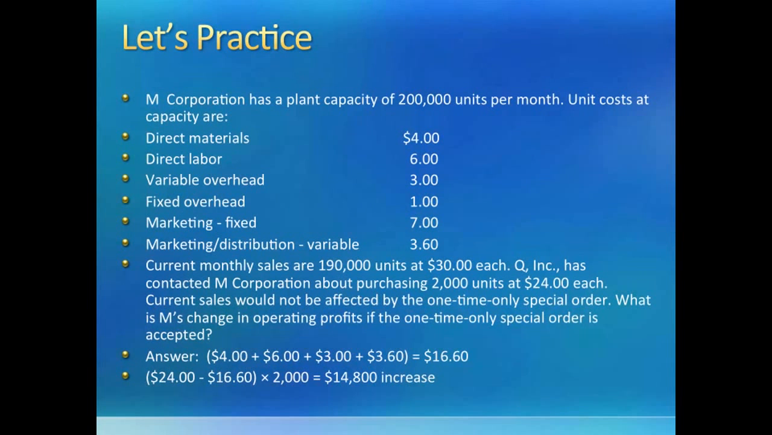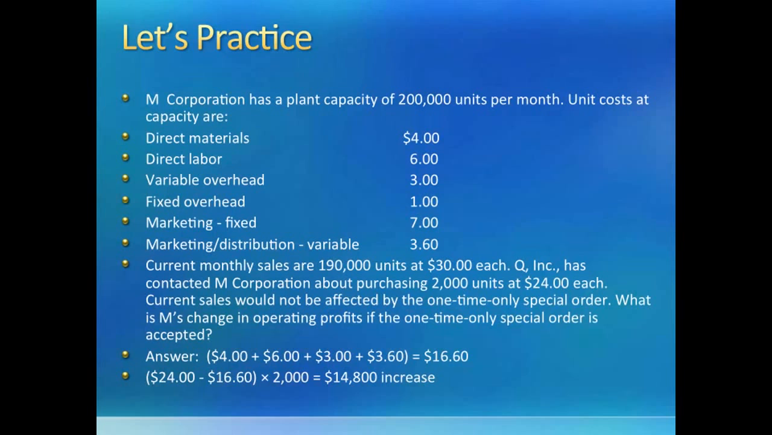So here we have a problem where the company has a plant capacity of 200,000 units. You are given some costs and then you are told that the company is currently selling 190,000 units, which means they are well within capacity. Q Incorporated has contacted this company about purchasing 2,000 units at $24 a unit. Current sales will not be affected by this order. The question is, what is the company's change in operating profit if the one-time only special order is accepted?